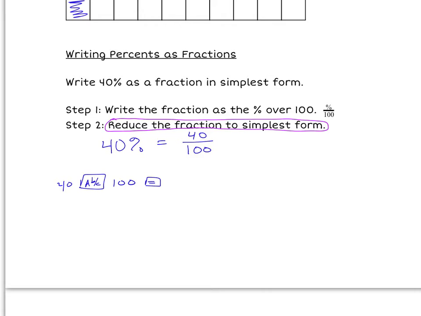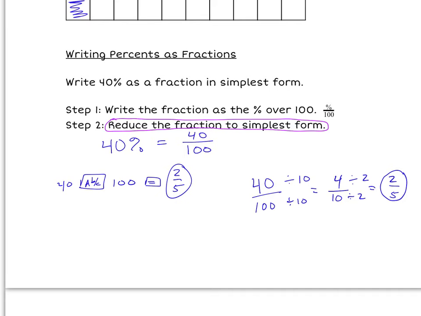If you don't have your calculator by you, you would reduce the fraction the old-fashioned way. What fits into 40 and 100? Well, I know 10 does. If I divide both of those by 10, I get 4 over 10. I also know that 2 fits into 4 and 10, so I get 2 over 5. So that is my completely reduced fraction. That's the longer way of doing it. If you have your calculator, plug the numbers in and it will spit out an answer of 2 over 5. That would be your final answer.